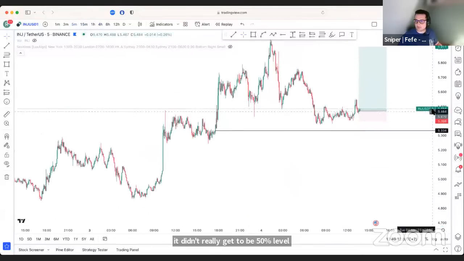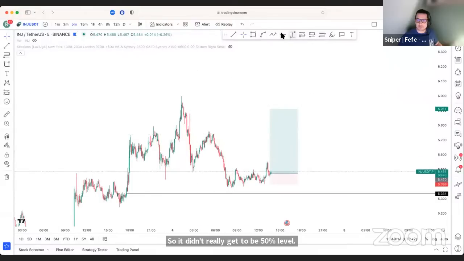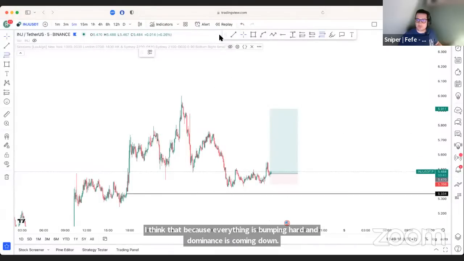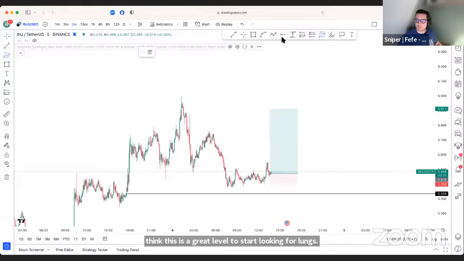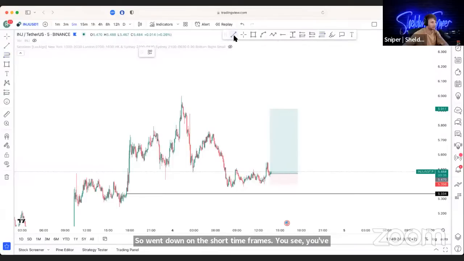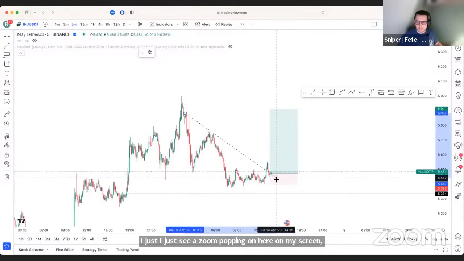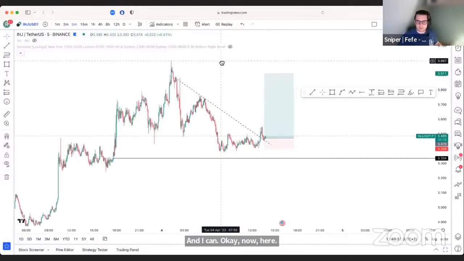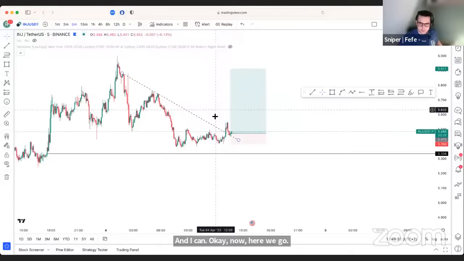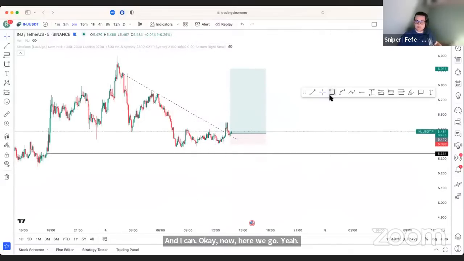So when down on the short time frames, you've got a decent trend line here. I just see a Zoom popup on my screen, it's annoying, I just have to move this. So we've got this trend line here, right? We've also got a pattern starting to form. We broke out from here as well.